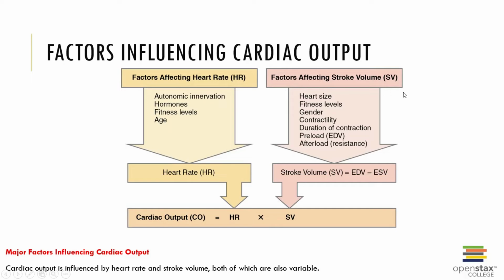And then we have factors affecting stroke volume, which we can see. Those are heart size, our fitness level, once again, gender, contractility, duration of contraction, preload and afterload, which we haven't discussed yet. All right, so again, just try to do your best to commit these things to memory. That way you're aware of these different factors that one can encounter that could affect their overall cardiac output.